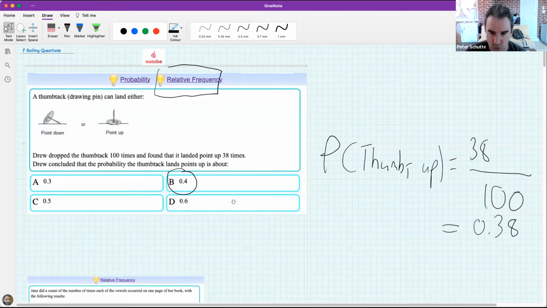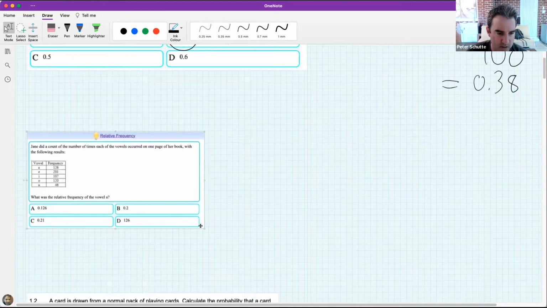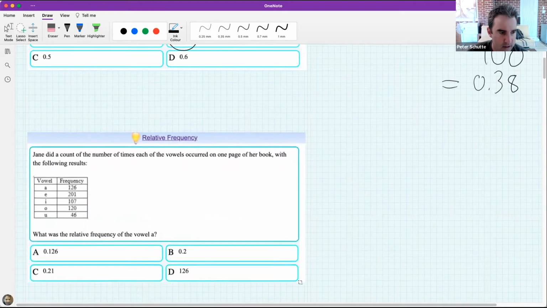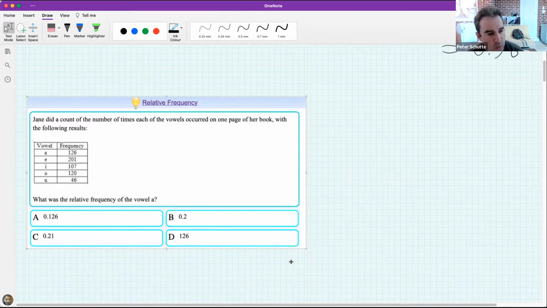Okay, I like what I saw there though. Let's do one more like this one with relative frequency or experimental probability. And this is from the pages of a book, and it is a count of the different letters that were occurring on a certain page. And they want you to work out the relative frequency of A or the experimental probability of getting an A on this page. Which one do you think it's going to be? See if you can work that out.